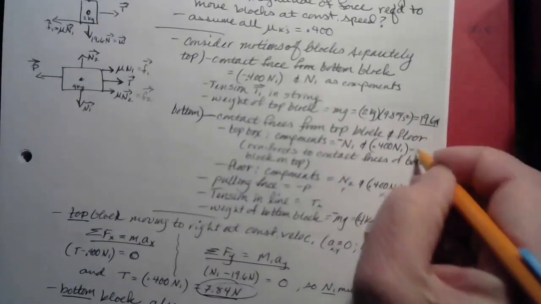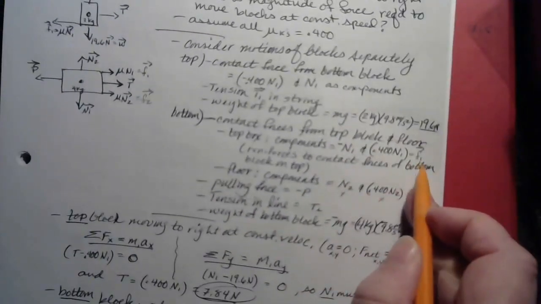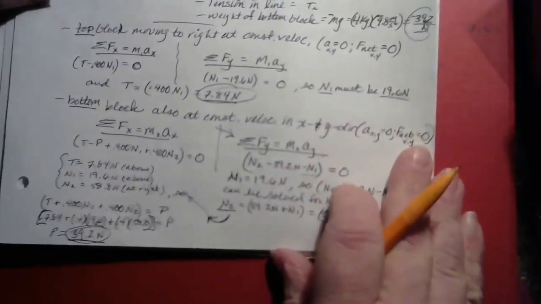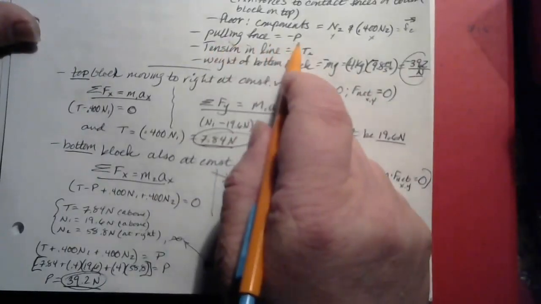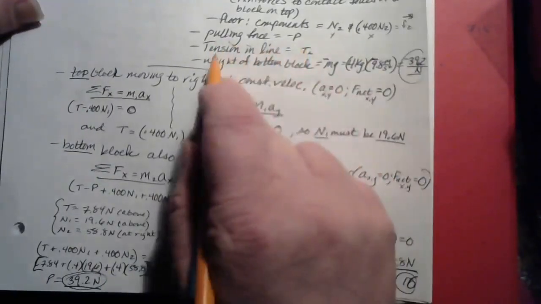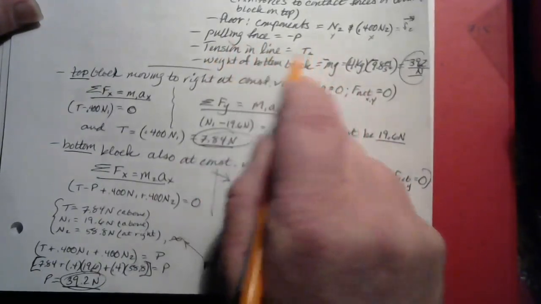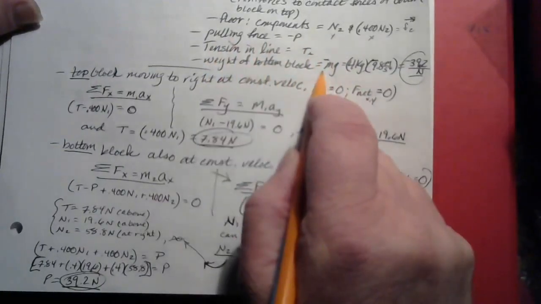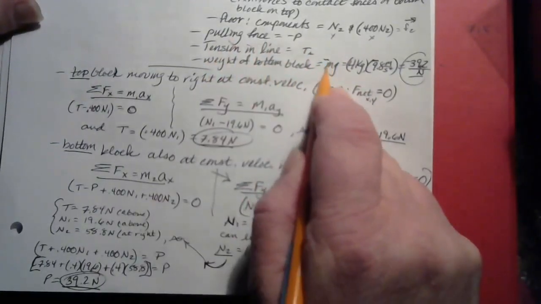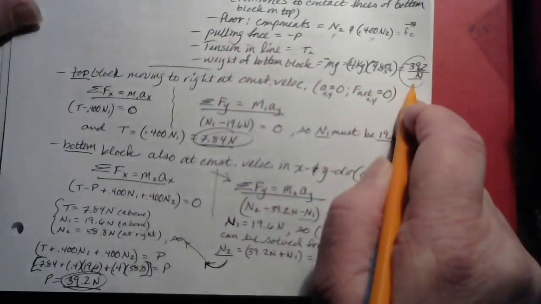Okay, just as this up here was the force of friction of box 1, we also have the pulling force, that's a force in the X direction. We have the tension in the line, which is a force in the X direction also. We have the weight of the bottom block, that's in the Y direction. That's going to be negative mg, or in other words, negative 39.2 newtons.